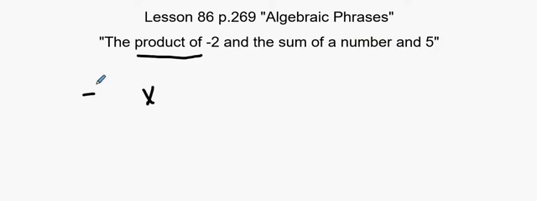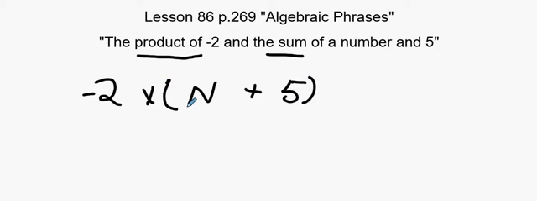Well, let's get our -2. How do we put sum of a number and 5? Sum tells us about what operation? We're thinking plus. A number makes us think of n. Plus 5. The way this is worded implies we better make sure we've added our sum first and then figured the product. But these are not like terms. This is as far as we could go. We've translated it into a phrase.